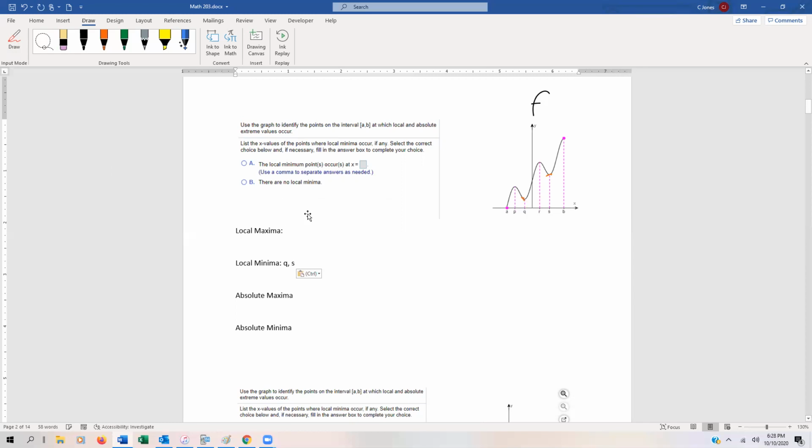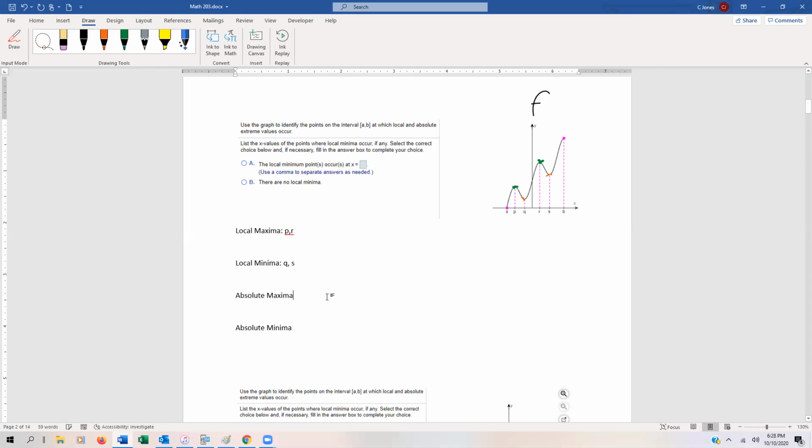But the local maxima are going to be at point P. So notice that the function goes up, up, up, and it kind of reaches a maximum, and then it starts going down again. And another local maximum is at R. So we have P comma R. But those aren't necessarily the absolute.